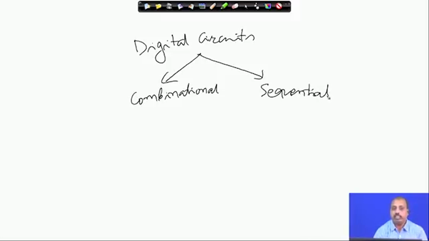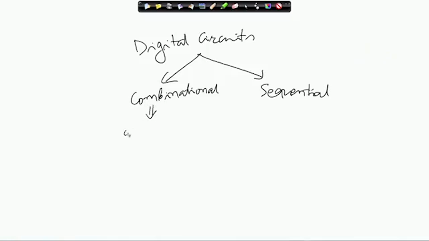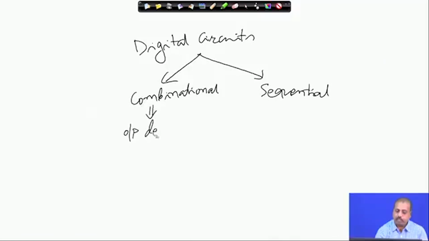Okay. So, combinational circuit means there is no memory. The circuit does not memorize its previous state. Wherever it was, from there it just produces the next output by looking into the current input. So, here the output depends on current input only.